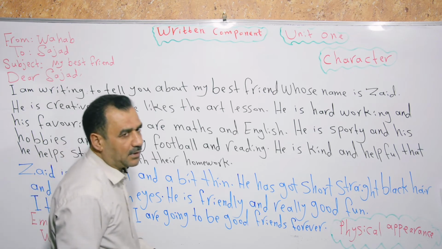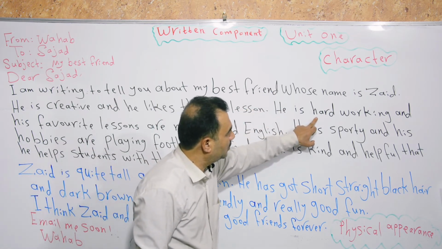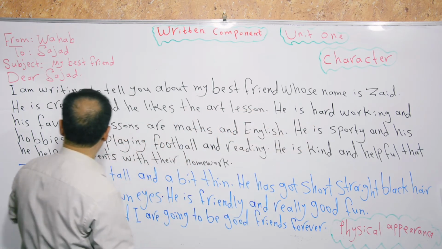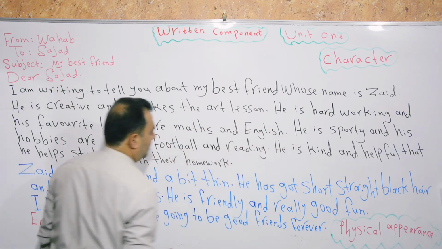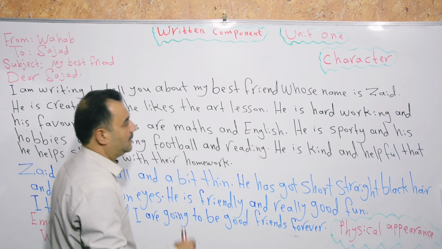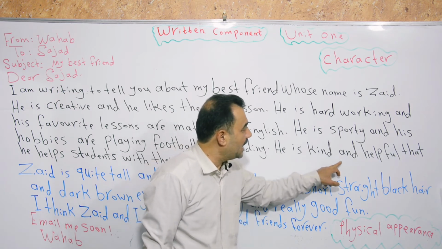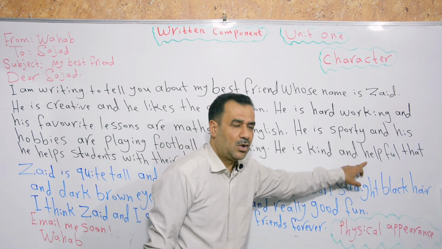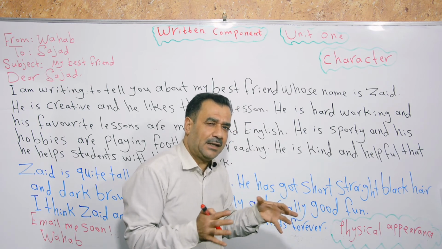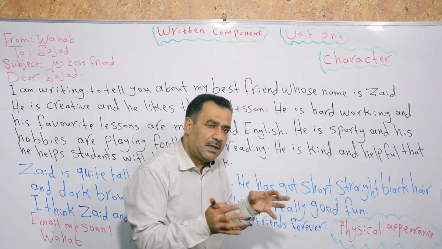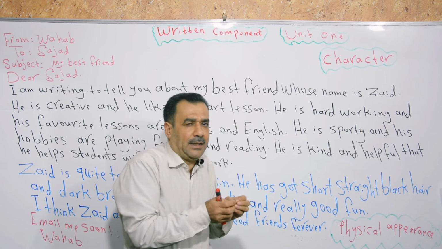How many adjectives till now? Hardworking, sporty, and he is kind. He is kind and helpful. When I say he is kind and helpful, both adjectives are close together.